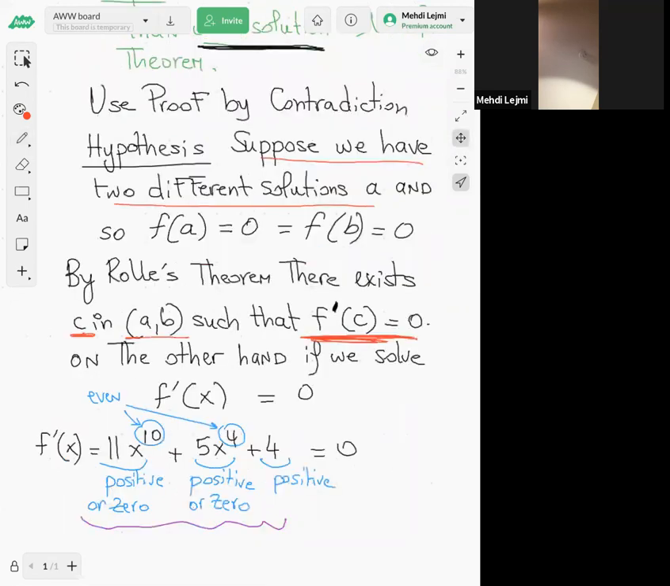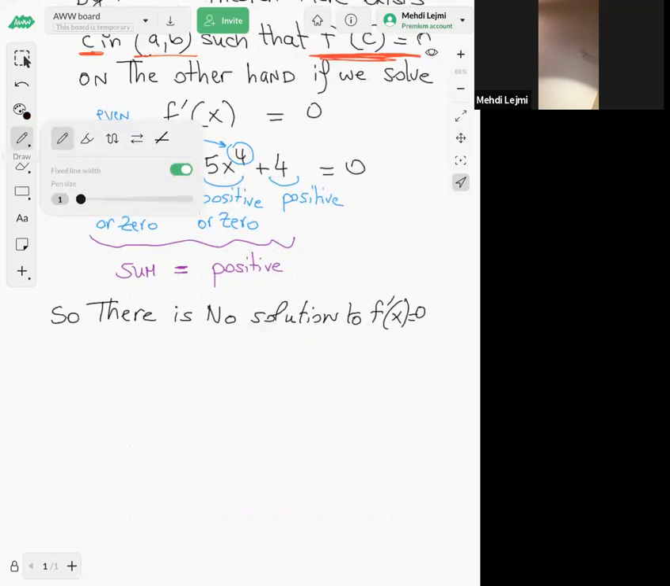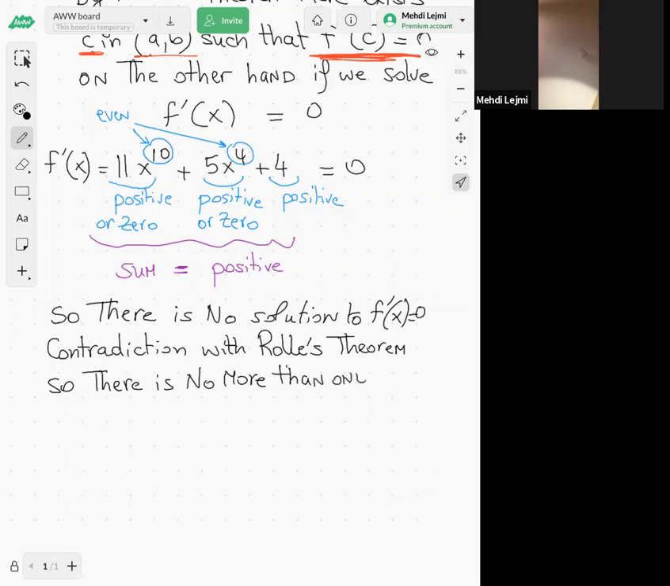So the conclusion here, and this is step 2, contradiction with Rolle's theorem. Okay, so there is no more than one solution. The hypothesis is wrong, and so there is no more than one solution.